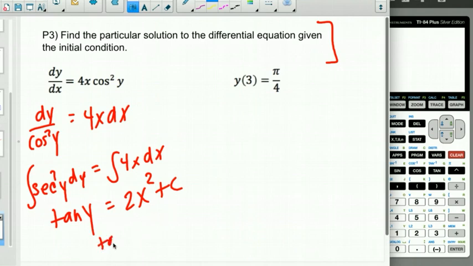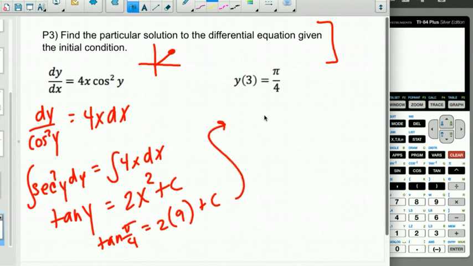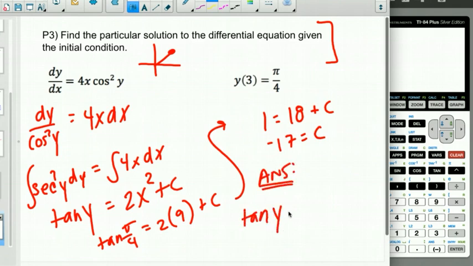So I want tangent of pi over 4 equals 2 times 9 plus c. Well, tangent of pi over 4, this is pi over 4 right here. The x and the y coordinates are the same, so the tangent of pi over 4 is 1. So I get 1 equals 18 plus c, so negative 17 is my c. So my answer, because I wasn't asked to solve for y, is tangent of y equals 2x squared minus 17.